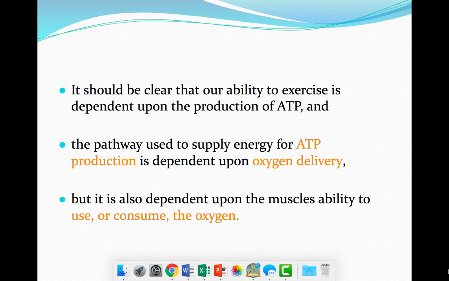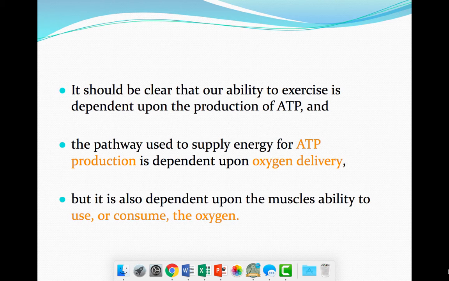So just to lay the foundation, I think it's pretty clear now that our ability to exercise or move or really do anything is dependent upon the production of ATP. And most of the time, the pathway used to supply energy for ATP production is dependent upon oxygen delivery. Most of our time, if you will, is spent in the oxidative system.